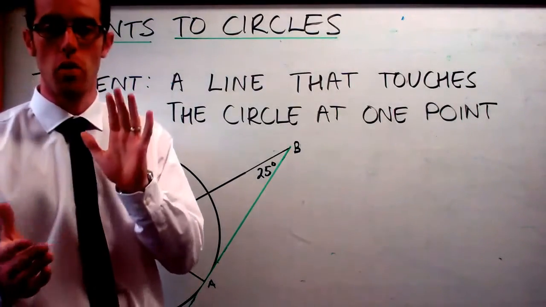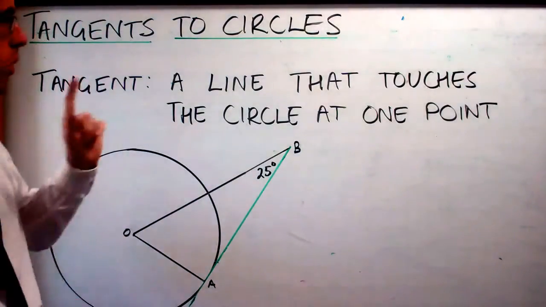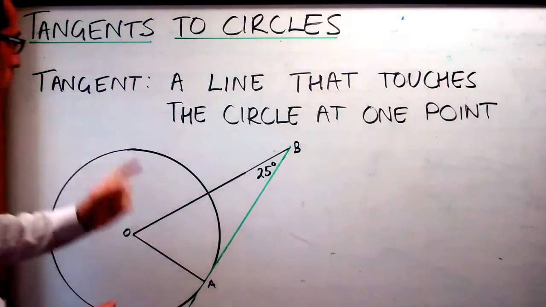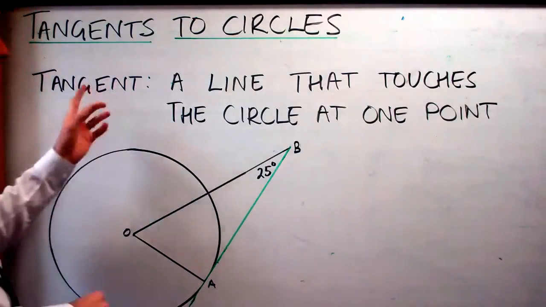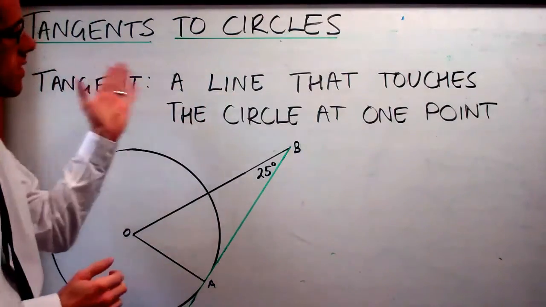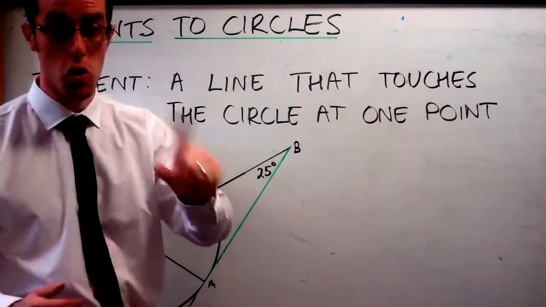Hi, this video is about tangents to circles. What we're going to look at today is, first of all, what a tangent is. In the context of circles, a tangent is a line that touches the circle at just one point.